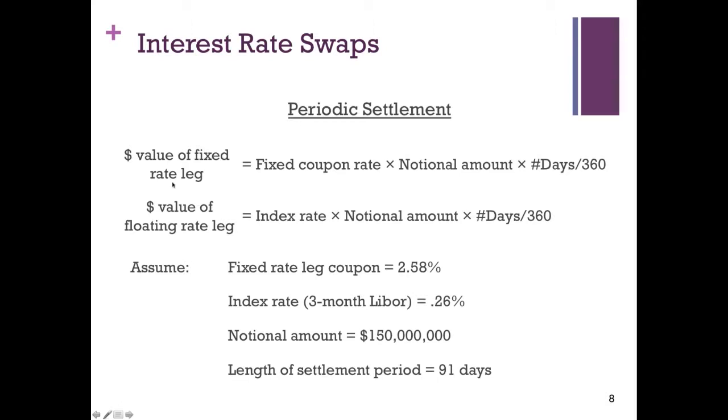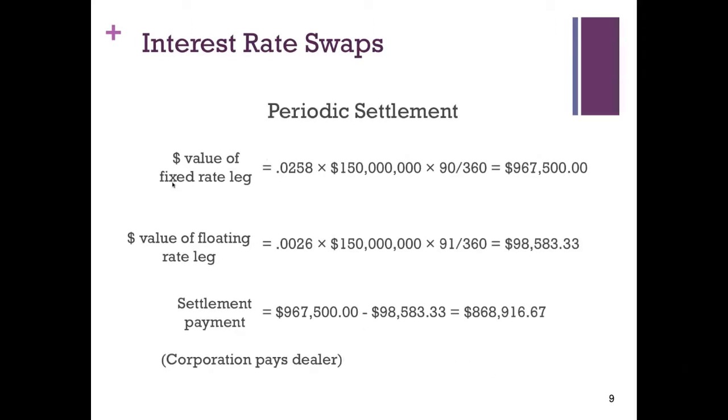Now, it turns out both legs assume a 360-day year, but as we'll see, the numerator, the length of the settlement period, will differ for the two legs. And here you see on the following page, the fixed rate leg, there's 2.58% in decimals, 0.0258 times 150 million notional, times 90 divided by 360. It might seem a fine point, and certainly it doesn't matter for the general concept, but mechanically it matters. So the fixed rate leg uses a corporate day count convention, which is 30/360, which means by assumption every month is 30 days long and every quarter is 90 days long.